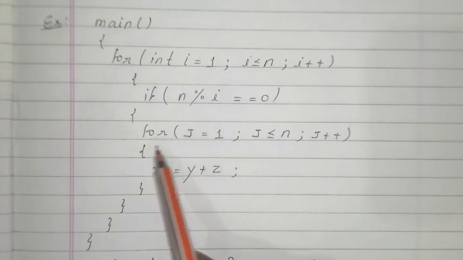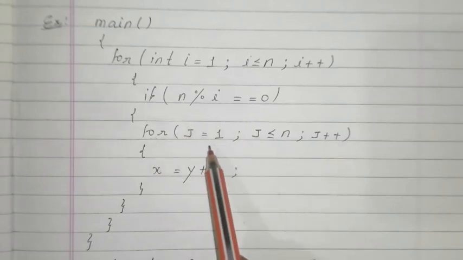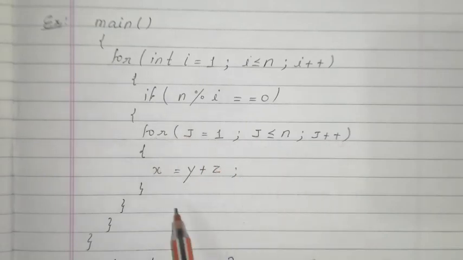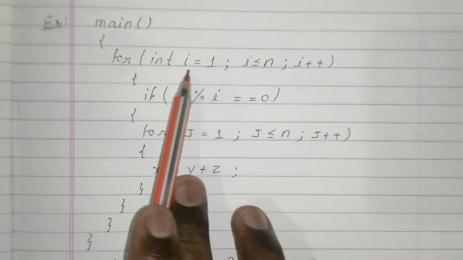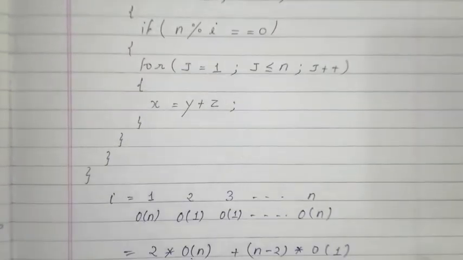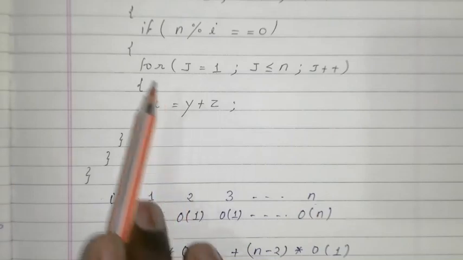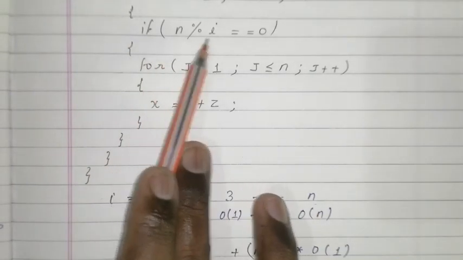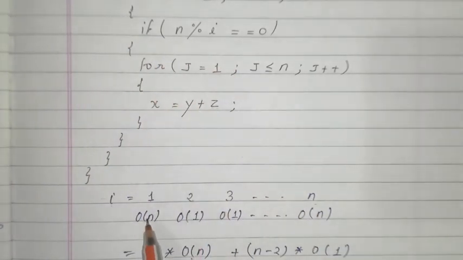When it is true, it will iterate a second for loop, which will go from 1 to n, and one statement is given. Okay. So as you can see, the first for loop will iterate 1 to n times. So as you can see, i will iterate how many? 1 to n times. And the condition is true when the number is a prime number, meaning the number divides by 1 or itself.